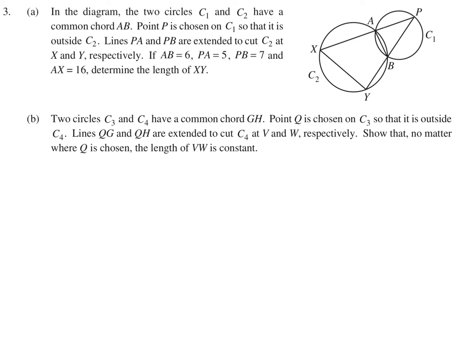Two circles C3 and C4 have a common chord GH. Point Q is chosen on C3 so that it is outside C4.